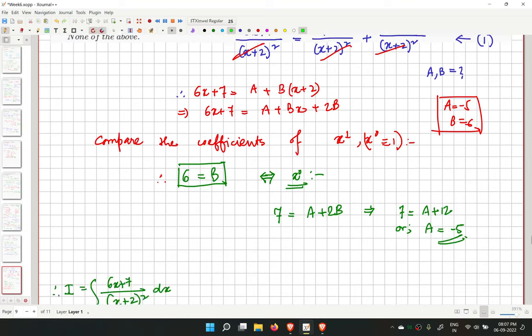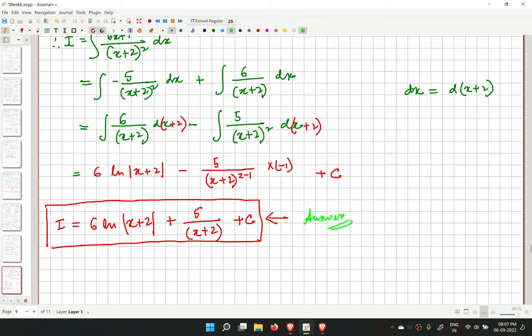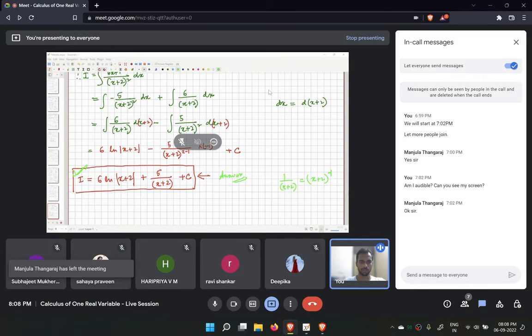Okay, and here they have written it slightly differently. So they have just written 1 over x plus 2 to be x plus 2 inverse. So you guys can do that. So this is the answer. Okay. So please let me know if you guys have any doubt here. Otherwise, I'll move to the problem number 9. Okay, so let me move to the problem number 9 then.